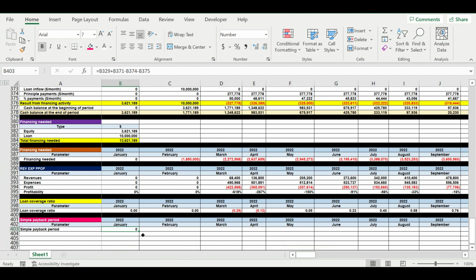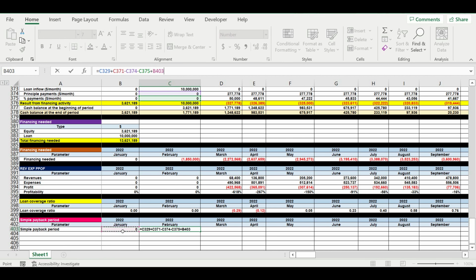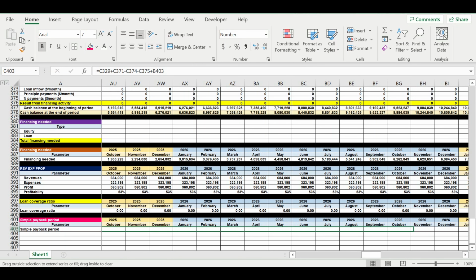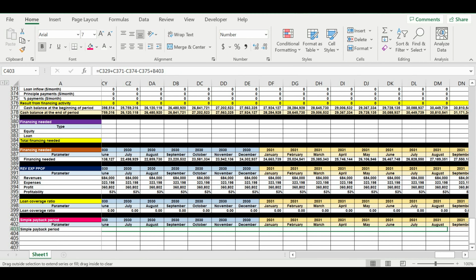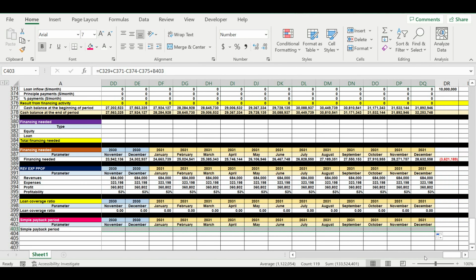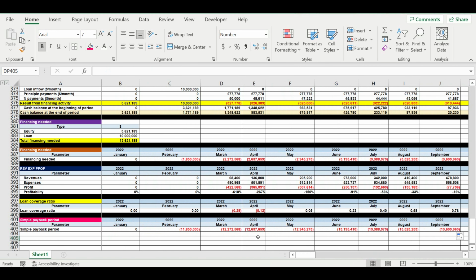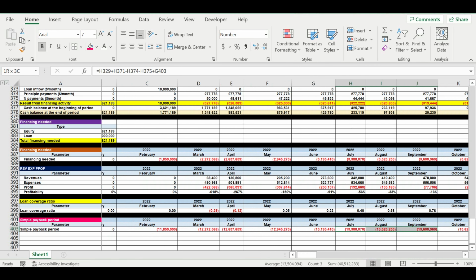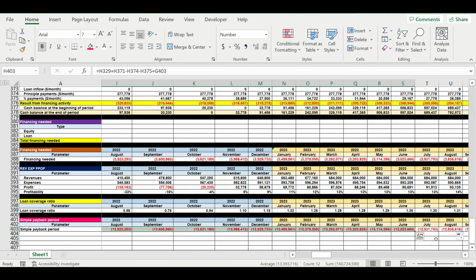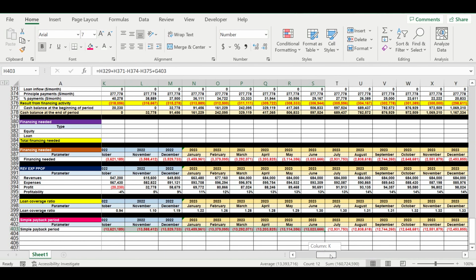Then we extrapolate this formula to the second month. Then we make this formula cumulative, so we are adding the previous value. And then we extrapolate this formula to the right. So, and now we go to the timeline, to the moment when the payback period occurs.